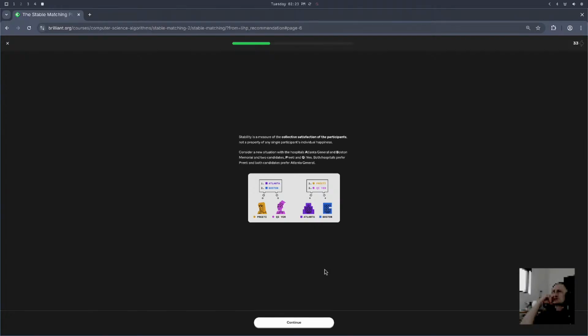Consider a new situation with the hospitals Atlanta General and Boston Memorial and two candidates, Peretti and Kiyen. Both hospitals prefer Peretti and both candidates prefer Atlanta General. Well, Peretti wants to go to Atlanta, and Atlanta wants to hire Peretti, so they should be matched together. Kiyen's like, okay, well, there's no position at Atlanta, so I want to go to Boston. And they're like, Peretti is taken. Well, Kiyen isn't.